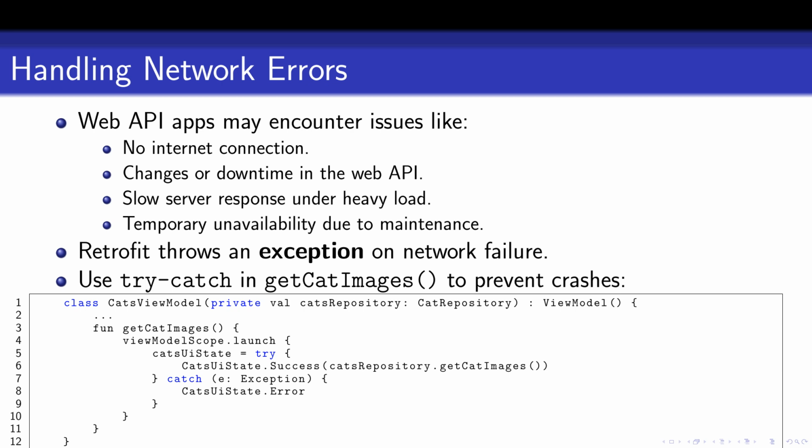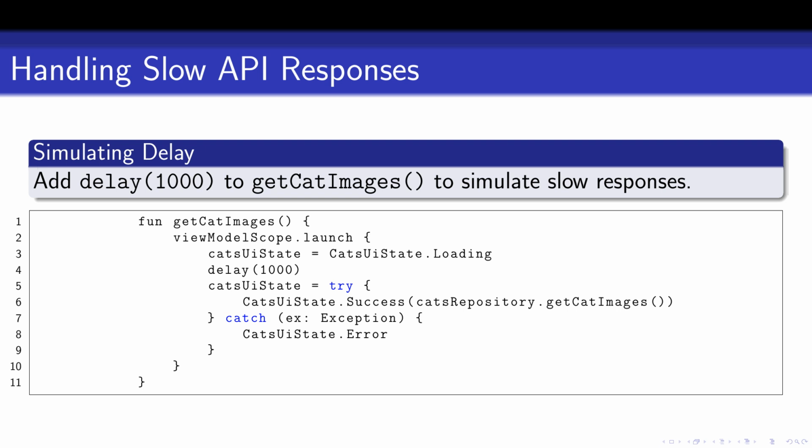Web APIs can sometimes fail, and we need to handle those failures gracefully. For example, if there's no internet connection, Retrofit throws an exception. To prevent the app from crashing, we wrap the API call in a try-catch block. If the call fails, we update the UI state to error so the app can display a helpful message. To simulate a slow API response, we add a delay call before the network request. This causes the app to pause for 1 second, giving us a chance to show a loading indicator. This kind of delay is useful during development to test how the app handles waiting states.